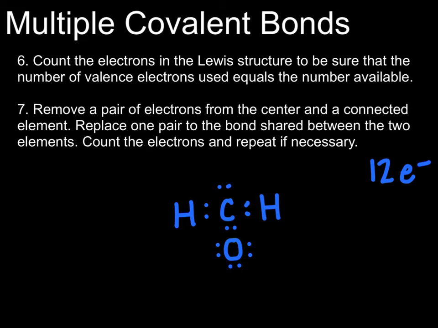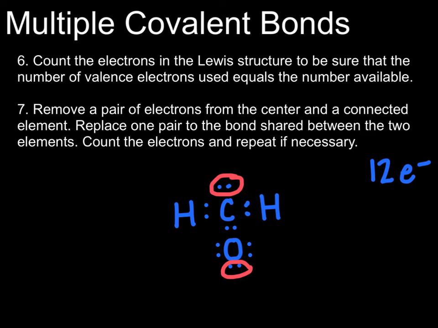Because of this, we want to remove a pair of electrons from the center and a connected element. We're going to remove a pair of electrons from carbon, and we're also going to remove a pair of electrons from oxygen. You need to make sure that the electron pairs you remove are lone pairs of electrons that are not involved in bonding.